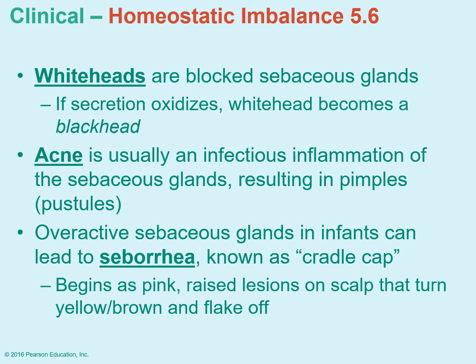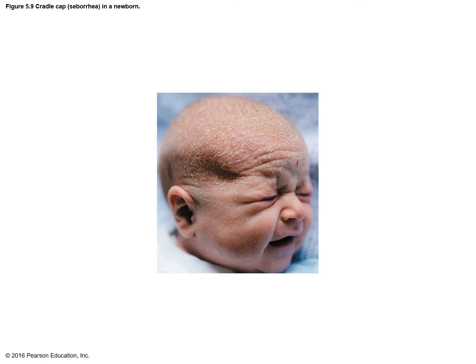Overactive sebaceous glands in infants lead to what's commonly referred to as cradle cap. It starts as pink raised lesions, then they turn yellowish brown, and eventually flake off. So that's when they're overactive.